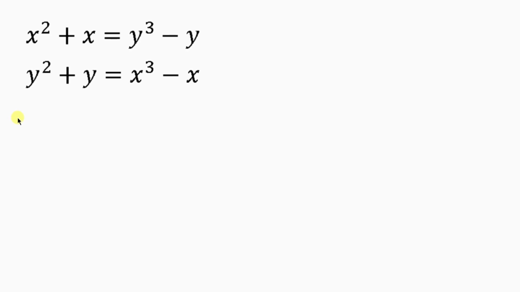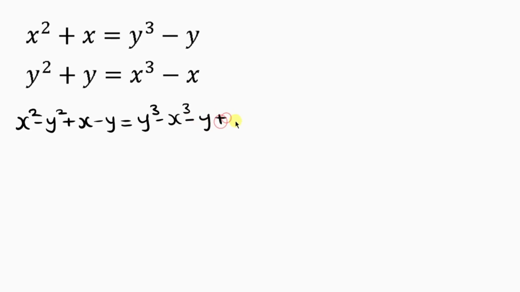So I'm going to be having x squared minus y squared plus x minus y equal to y cubed minus x cubed minus y plus x. Now notice that x is going to be cancelling out. The negative y will also cancel out. Now our next step will be for us to move everything on the right to the left.